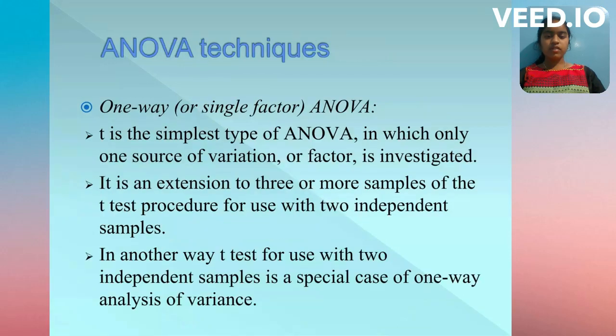ANOVA techniques. One-way ANOVA: it is the simplest type of ANOVA in which only one source of variation or factor is investigated. It is an extension to three or more samples of the t-test procedure for use with two independent samples. In another way, t-test for use with two independent samples is a special case of one-way analysis of variance.